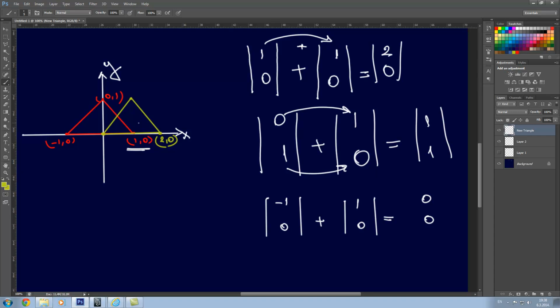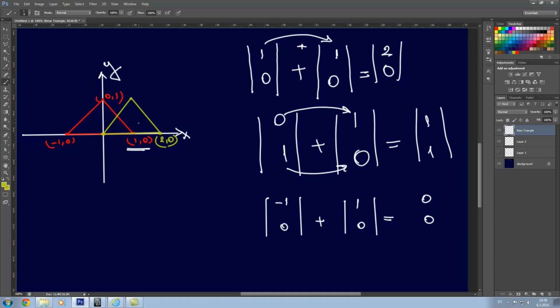You see? So it's really that easy. You add to every point a certain vector, and you get your triangle at that new position. This is how translation is in fact working.